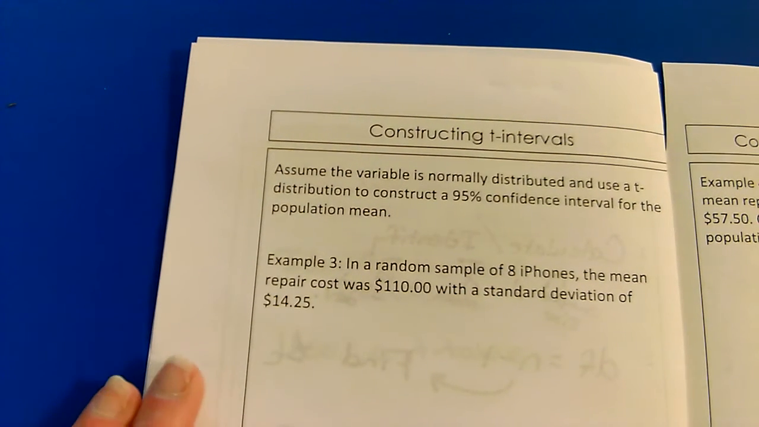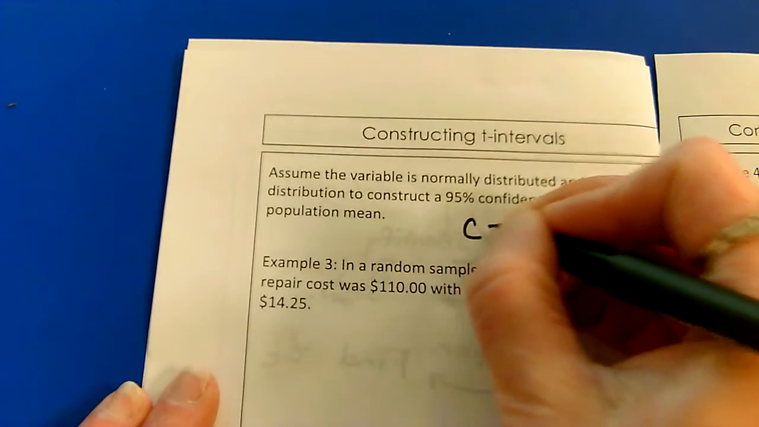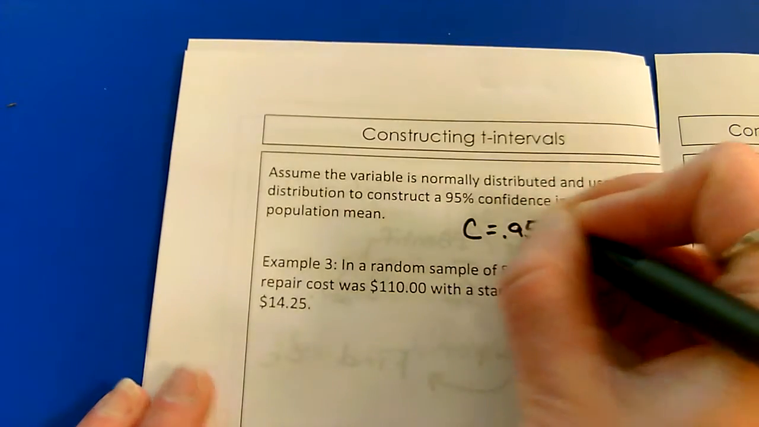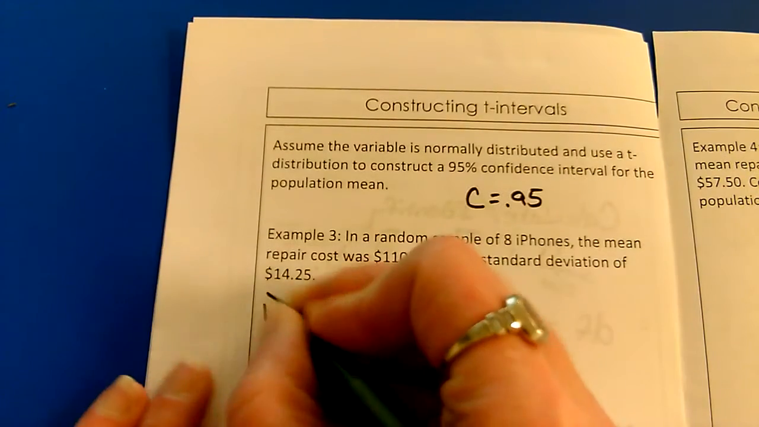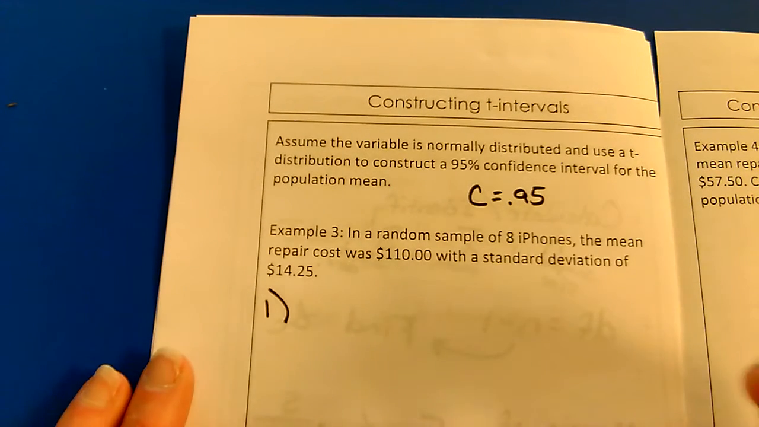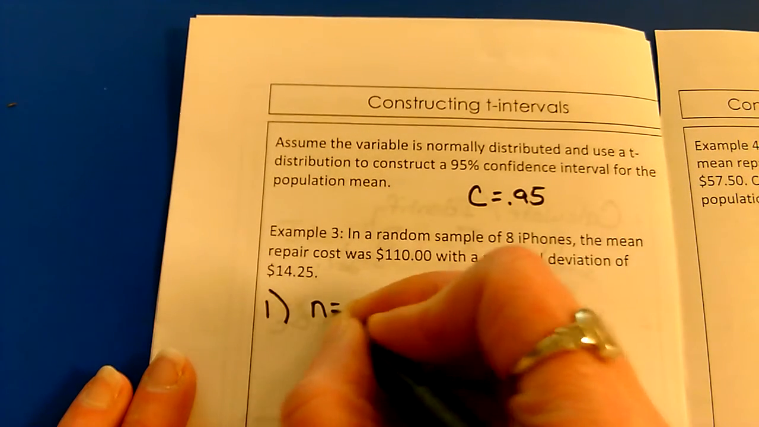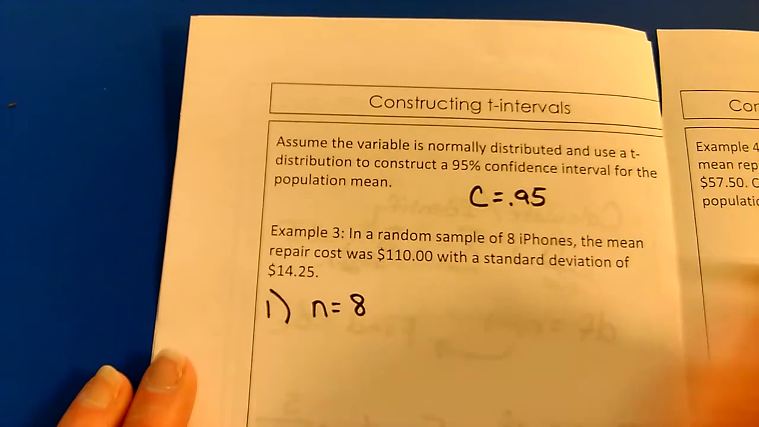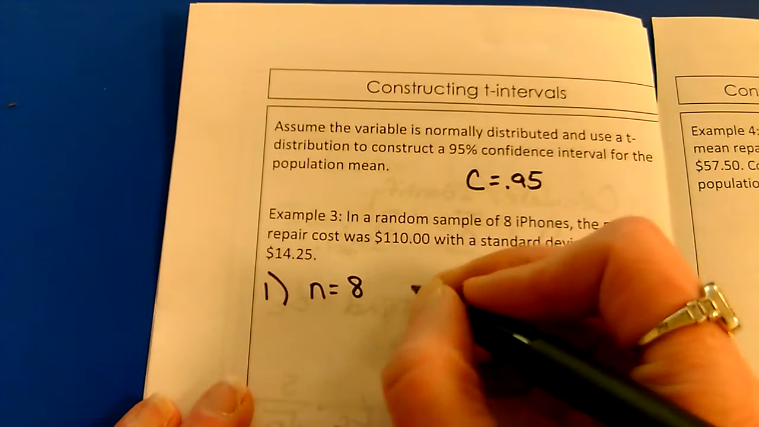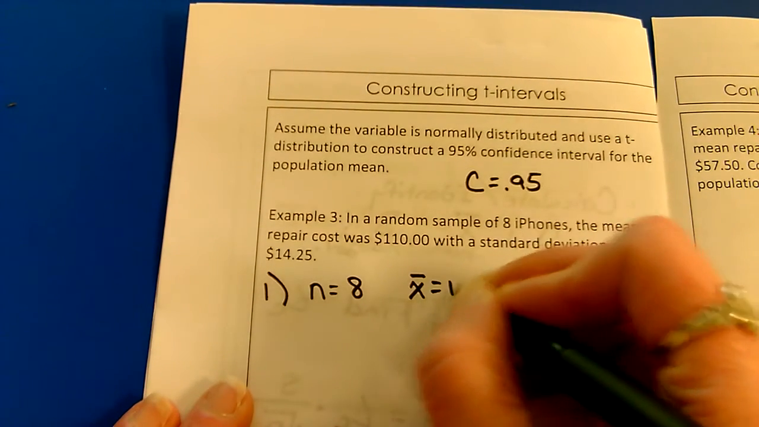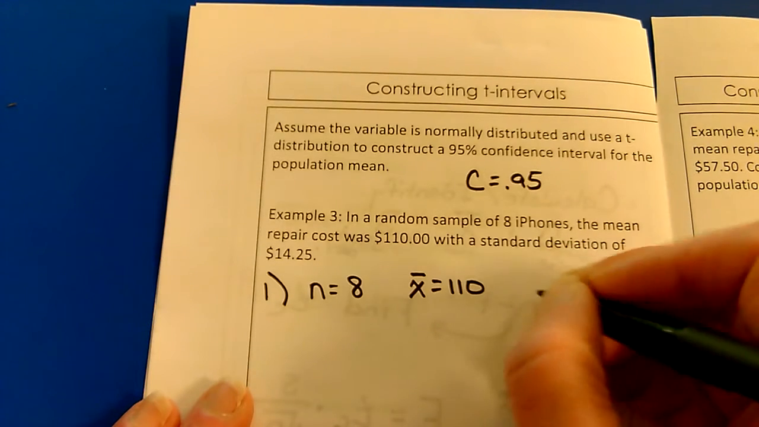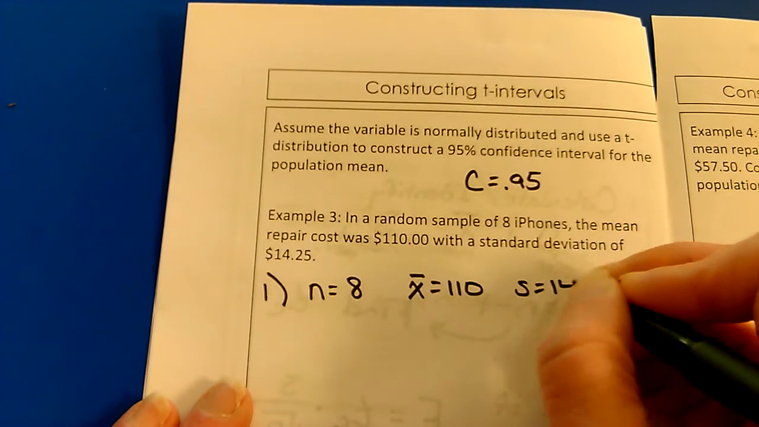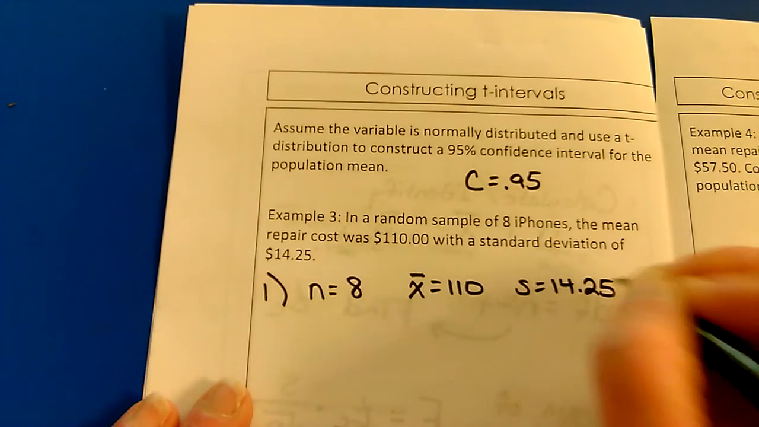So I already got my C. C is 0.95. That's cool. The next thing I need to find is how many values I have. So in a random sample of 8 phones, the mean was $110, and the standard deviation is 14.25. Coolness.